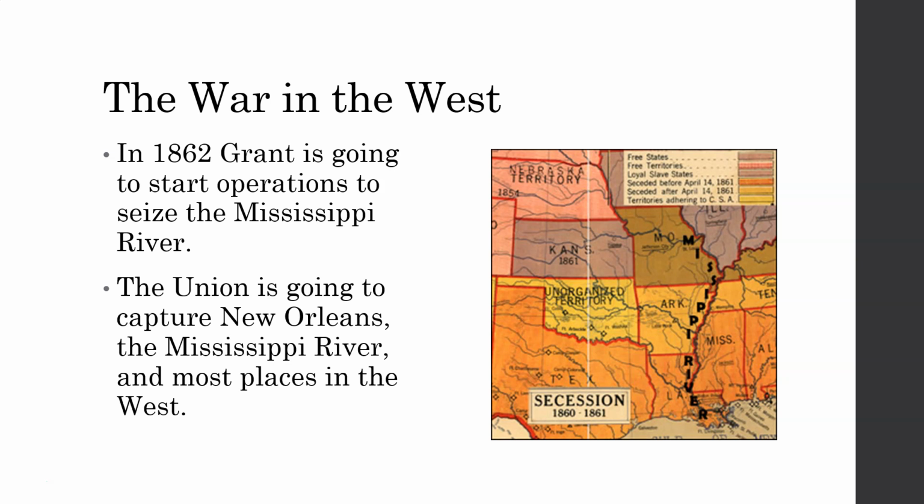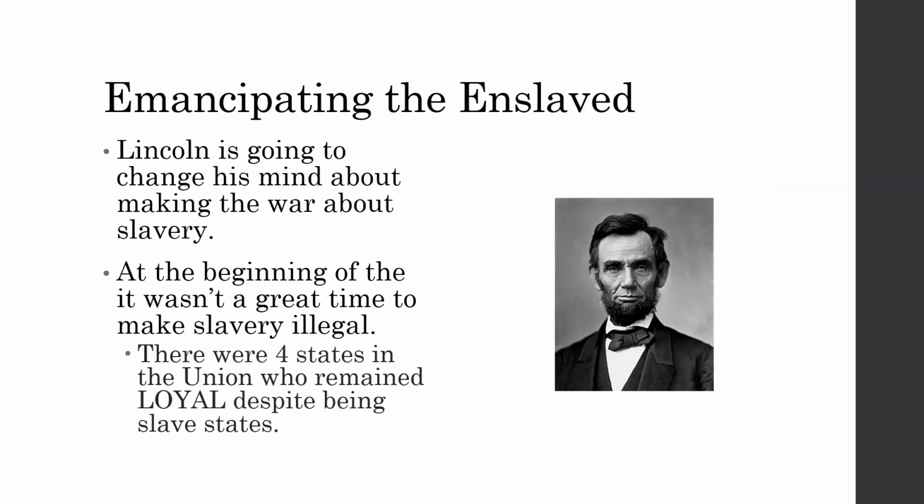However, after Antietam, Abraham Lincoln is going to issue one of the most influential documents in our nation's history, the Emancipation Proclamation. Lincoln changes his mind. At the beginning of the war, he didn't necessarily want to make it a slave issue, because of those border states that had remained loyal. But now he realizes it needs to be a slave issue, so he is going to emancipate the slaves.